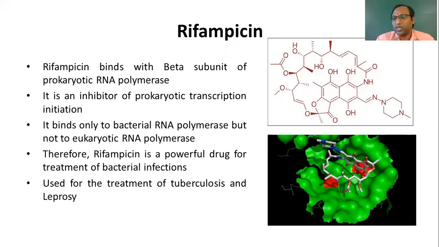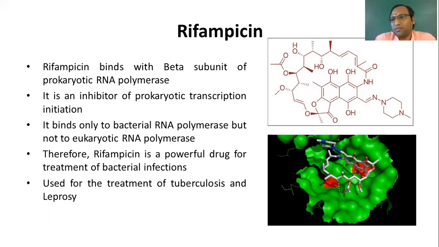This is the open complex formation, or the transition from the closed complex to the open complex. If rifampicin is there, it will block that, and the process of transcription will not take place. So it is an inhibitor of prokaryotic transcription initiation, and it binds only to the bacterial RNA polymerases and not to the eukaryotic RNA polymerases. Therefore, rifampicin is a powerful drug for treatment of bacterial infections.